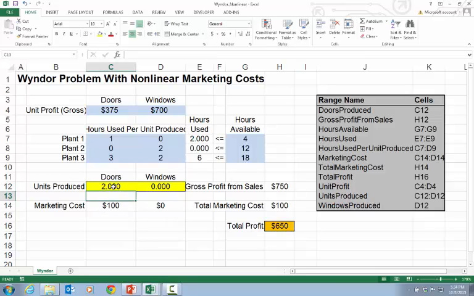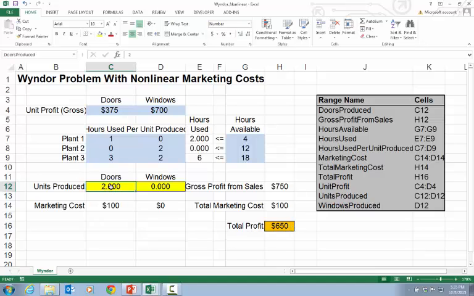And if we make 2 doors, then check it out. 2 squared is 4. 4 times $25 is 100. So now we're incurring $100. So if we produce 2 doors, our profit now goes to $650.